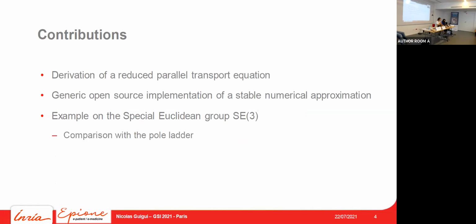And in this work, we've derived a reduced parallel transport equation in the sense that it will be expressed only in the Lie algebra, similarly to the geodesic equation. And it results in a generic open source implementation that is quite stable numerically, and that we will exemplify on the Euclidean group in dimension 2 and 3. And we compare this implementation with that of the pole ladder on this group.